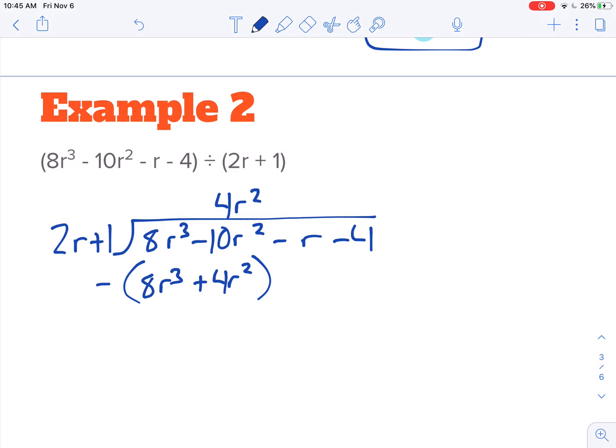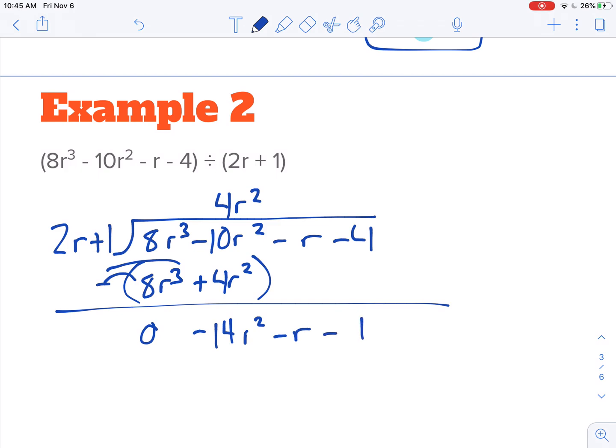I'm going to subtract this entire term. Now again, I have to distribute my negatives. So this will become 0. This becomes negative 14r squared minus r minus 4. All right, so now I pulled those down, and now I have to ask myself, all right, what do I have to do to make that 2r look like negative 14r squared? Well, I'm going to multiply that by negative 7r. I distribute the negative 7r to both terms. And this should be negative 14r squared, not negative 7r.